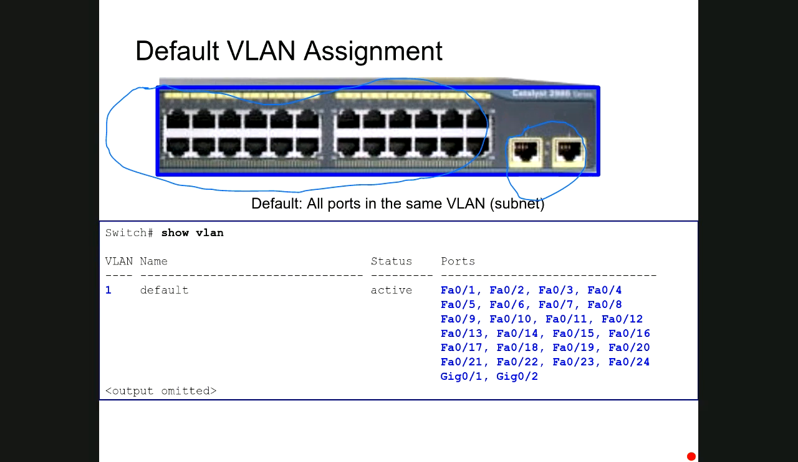keeping in mind that most of these switches that ship into the real world, Cisco makes the configuration of the switch so they're all in the same broadcast domain. They can all talk to each other. They can all ping each other. They can all do ARP requests to each other, all in the same network.